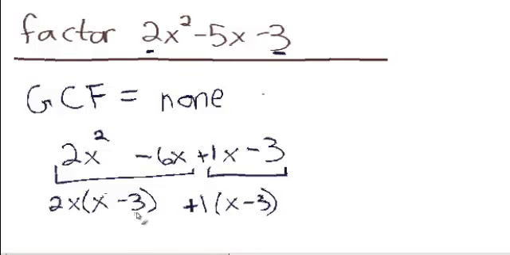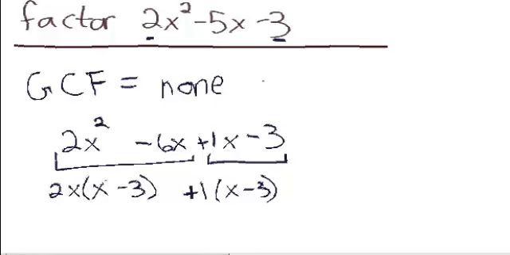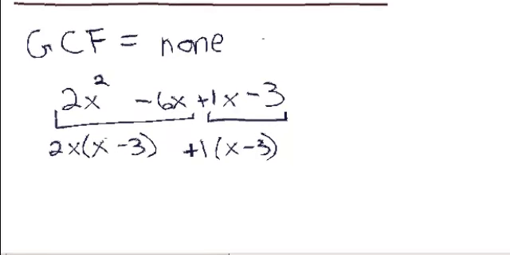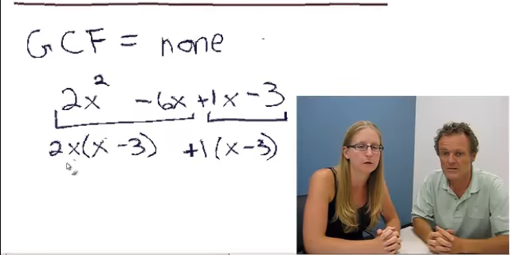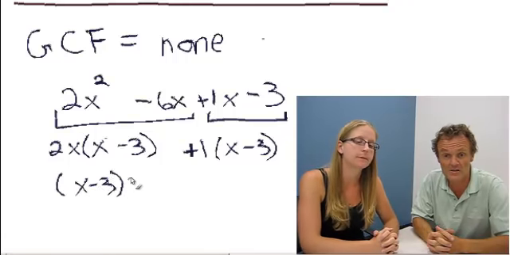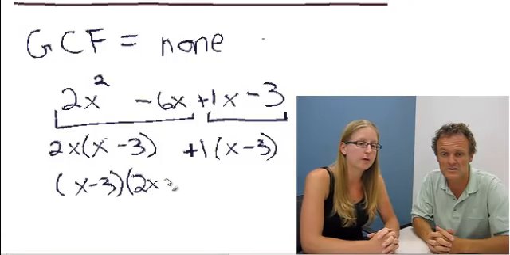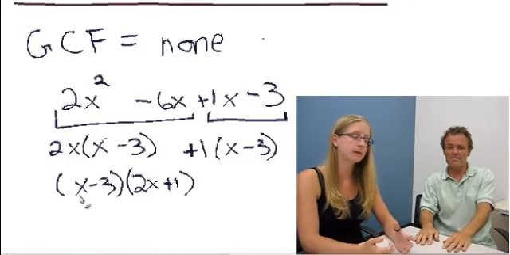We can talk about bringing that out. Since it's in parentheses, it has to stay in parentheses, so it's going to be x minus 3. Then what we do next is write what's left over. We've got an x minus 3 in common, and what's left over is 2x plus 1. So we've written it in factored form, and that's the answer.